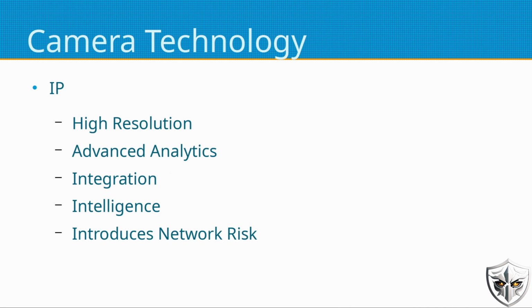The common camera technology out there now for new, the modern technology is IP for Internet Protocol. IP cameras are high resolution. They have advanced analytics in them. They integrate with other systems, so access control and intercoms, alarm systems, weapons detection systems, right? There's huge integration opportunities with cameras, IP camera technologies. They have a lot of intelligence in them, but they do introduce a network risk because they are a network device. And we'll talk a little bit more about that a few slides from now.